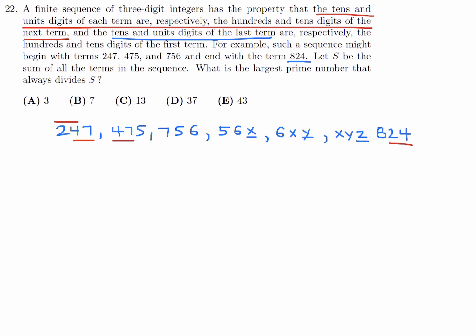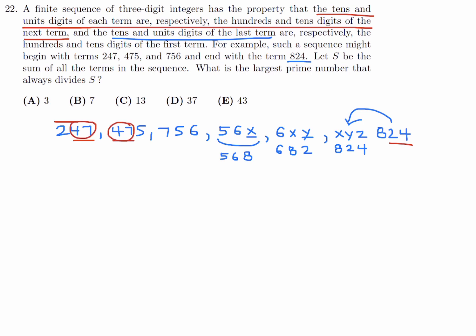And then I introduced the Z because I don't know. But now there's too many unknowns. So what if I said this XYZ is just 824? This is 8, this is 2, and this is 4. Well, if that's the case, then this 6XY is 6, 8, and 2. And therefore this 56X is 5, 6, and 8. This makes sense. This holds true. It meets the requirements of the question stem.